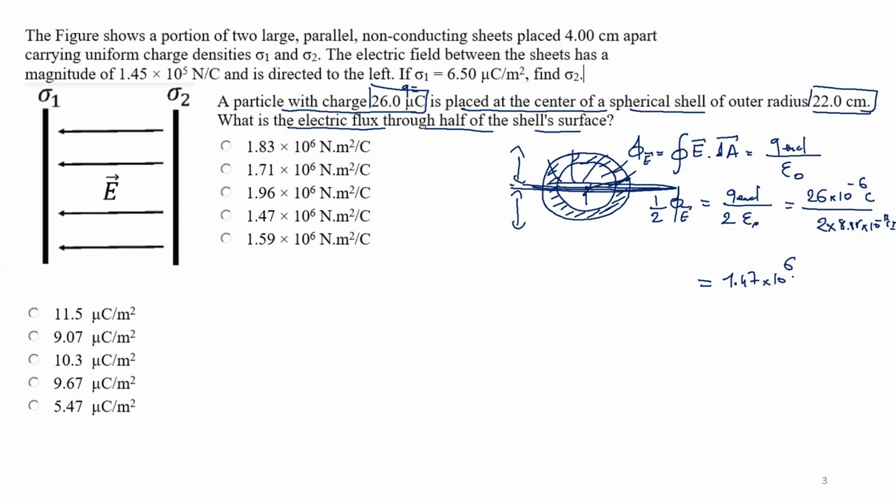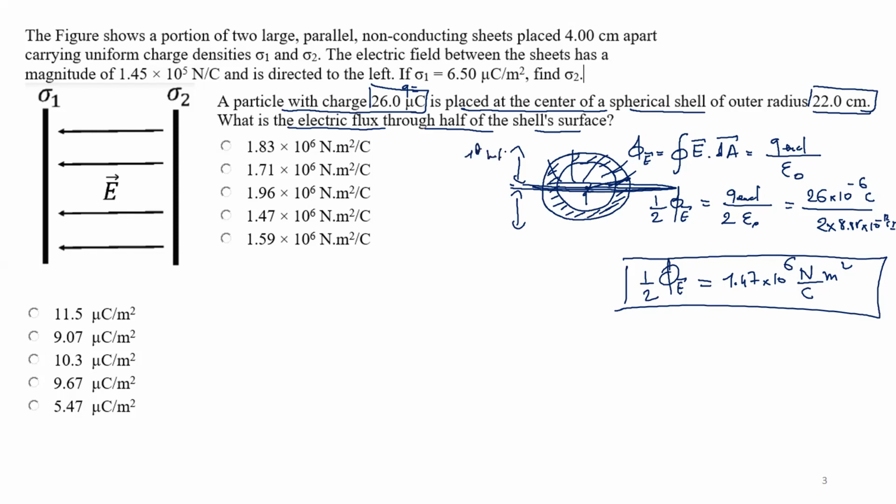And what is the unit of flux? Of course, it's Newton per coulomb multiplied by area, meter squared. And this is half. Basically, this is the electric flux through half of the shell. Let's say this is the top half, the first half, and this is the second half here. So of course, the total electric flux through my whole shell will be 2 times this. Clear? Good.